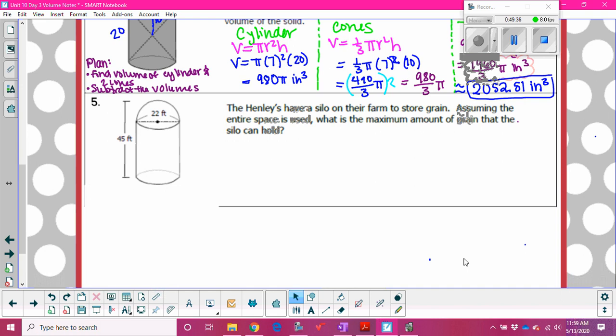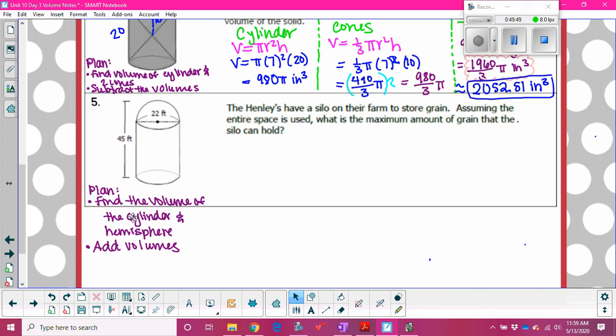Okay, the Henleys have a silo on their farm to store grain. Assuming the entire space is used, what is the maximum amount of grain that the silo can hold? Okay, so you need a plan. What we're going to do is find the volume of both the cylinder and the hemisphere, and then we're going to add the volumes.